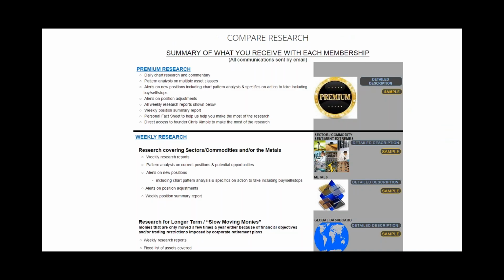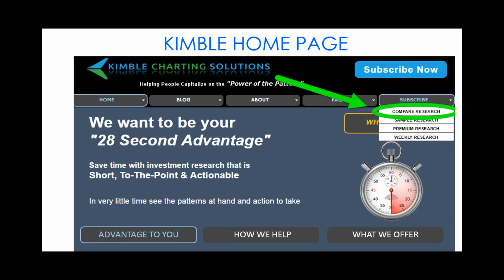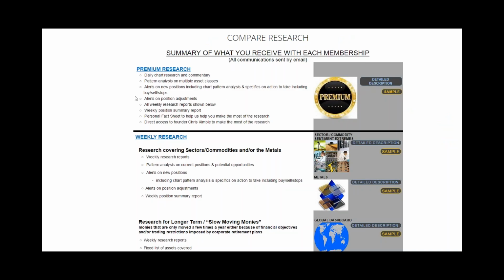Okay, there's an example. This is our homepage on our site. Under subscribe it says compare research, and when you click that, you'll see a nice summary of all of our research that you can go through in detail. And of course, I'm here at any time. You can email me or call me, and we can figure out what's best for you based on what you're trying to accomplish.